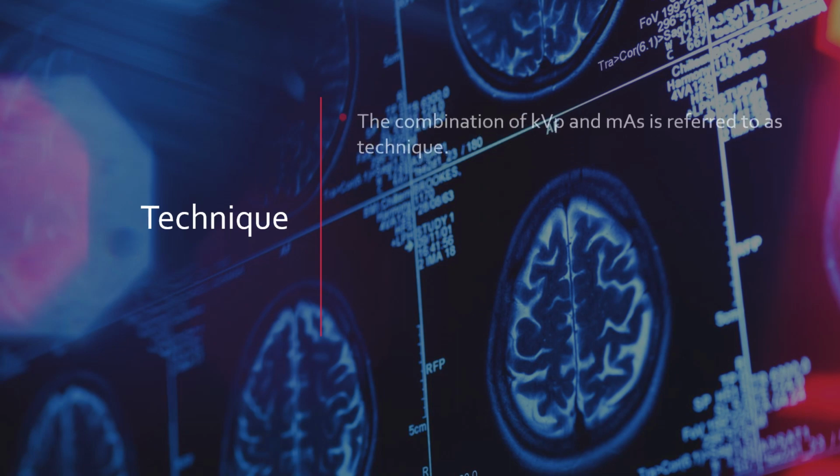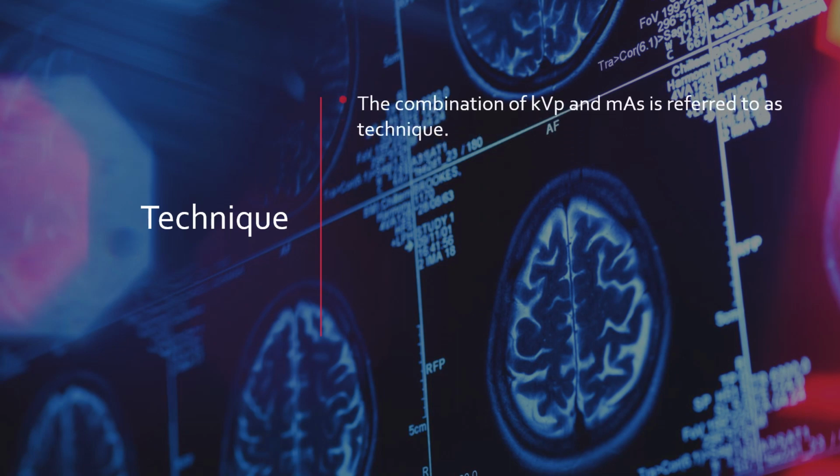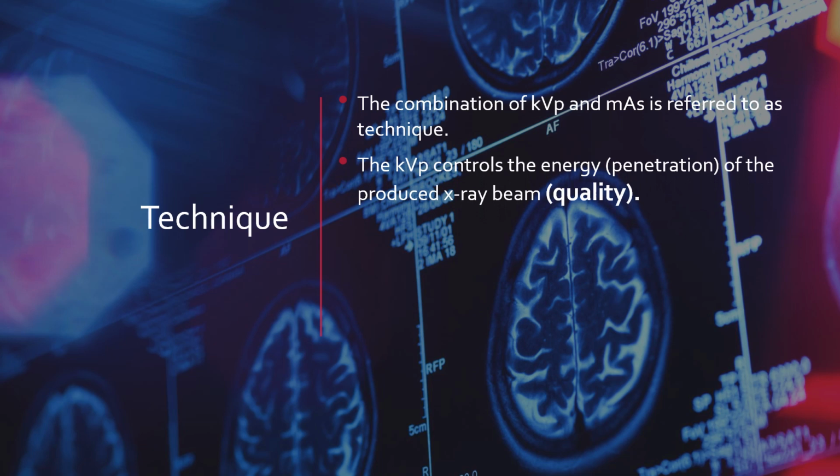So the combination of kVp and mAs is referred to as technique, and we'll say that's the technique of the exposure. Okay, what technique did you use on that exposure? It's common vernacular, what will be said. The kVp controls the energy, the penetration of the produced X-ray beam. Okay, so that's the quality. So the kVp is the main controller of the quality of the beam.